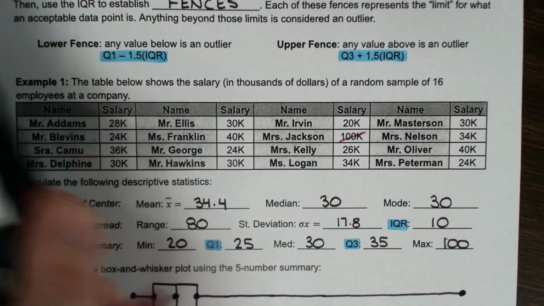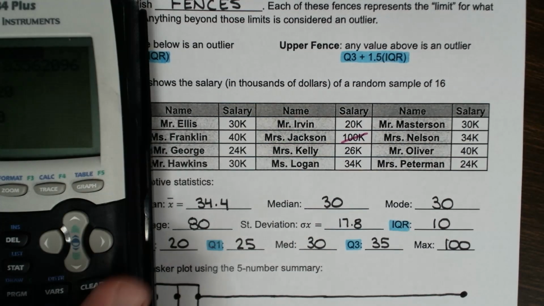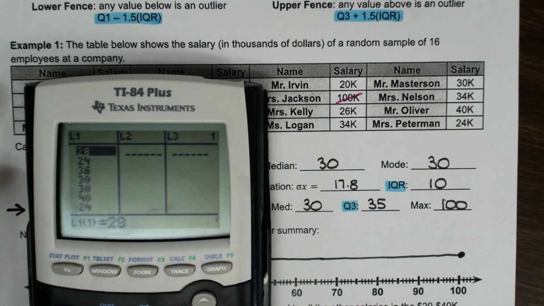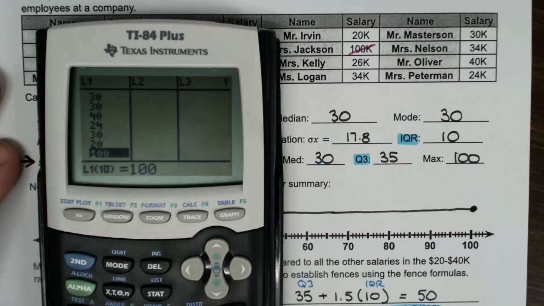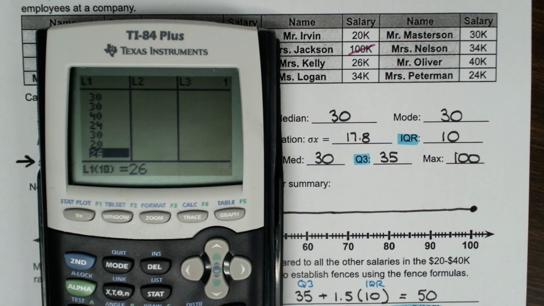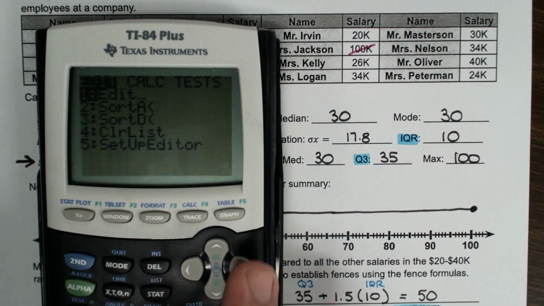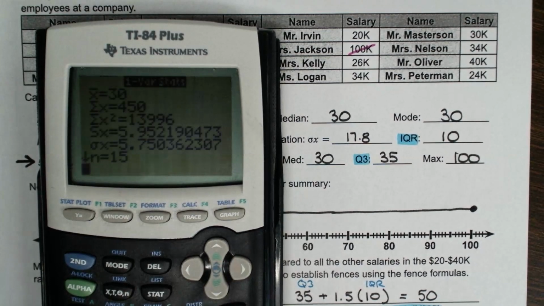And then I'm going to go back to my calculator, back to stat edit, and find that 100. And when I get to it, hit the delete button. And now I've only got 15 numbers typed in instead of 16. That's fine. We're going to go back to stat, calc, and look at those one variable stats again.